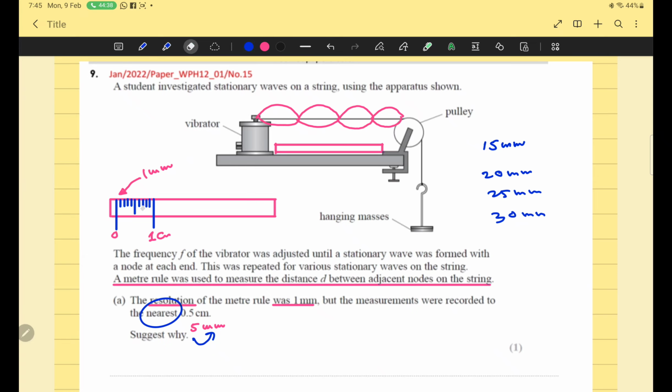It means, I think, it is my suggestion, it means the student is not able to measure 1 millimeter. Actually, he is measuring all the lengths as either 5 millimeter, then 10 millimeter, then 15 millimeter, then 20 millimeter.